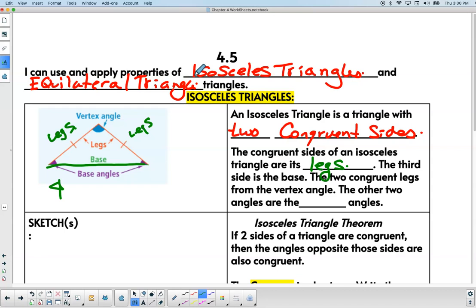Now the two congruent legs form the vertex angle. This is our vertex angle, right here, and the other two angles are the base angles, and those base angles are opposite the sides that are congruent.